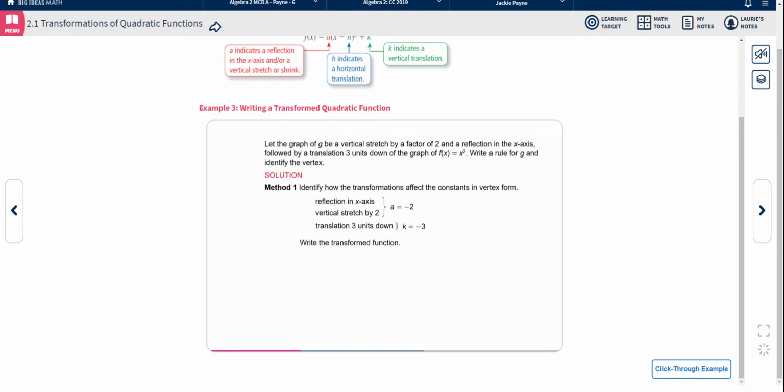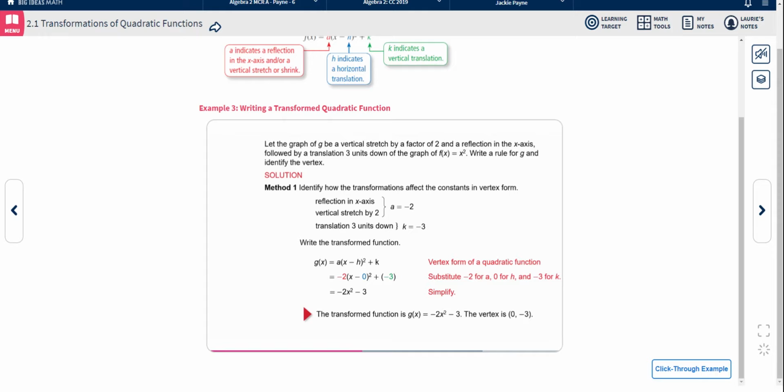Write the transformed function. First write the vertex form of a quadratic function: g of x equals a times the quantity x minus h squared plus k. Substitute -2 for a, 0 for h, and -3 for k to get -2 times the quantity x minus 0 squared plus -3. Simplified, this is -2x squared minus 3. The transformed function is g of x equals -2x squared minus 3, and the vertex is (0, -3).